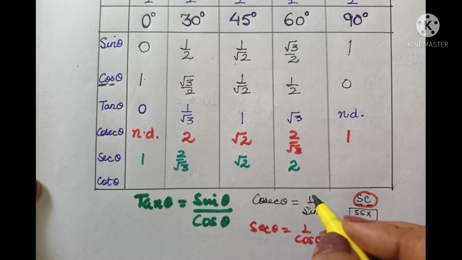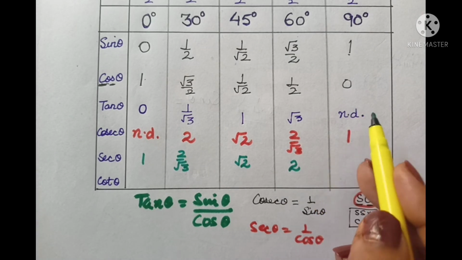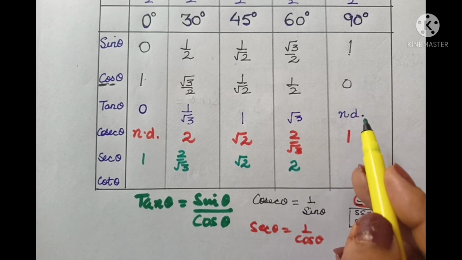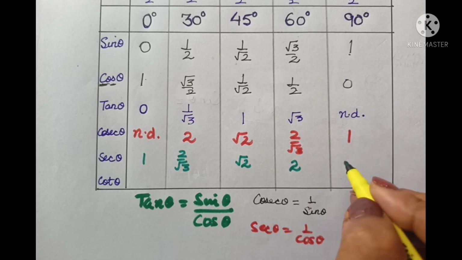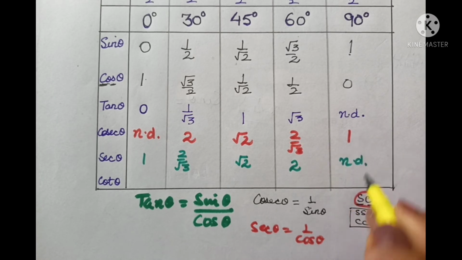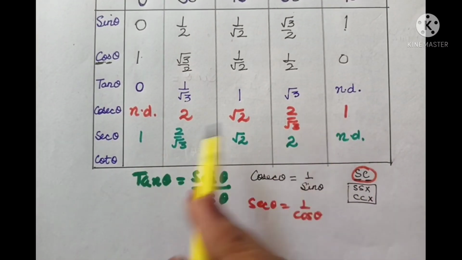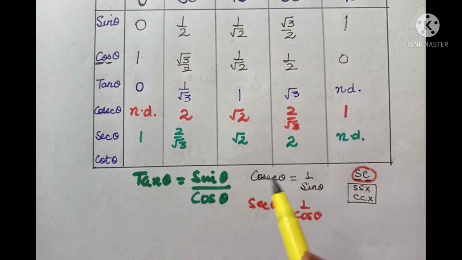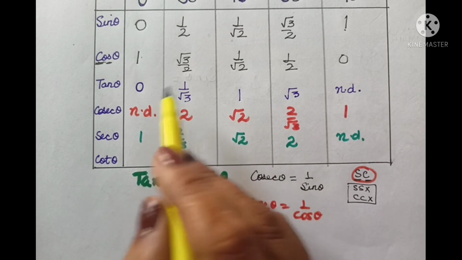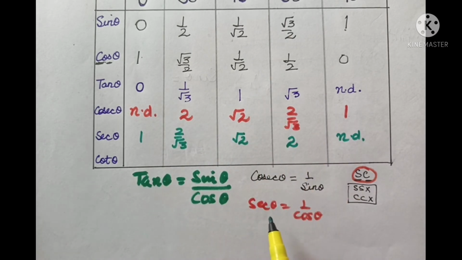And 0 reciprocal is, now 0 can be written as 0 by 1. So reciprocal of 0 by 1 is 1 by 0, which gives me not defined. Alright. Or you may also start writing this in reverse order of cosec, but actually in the exam you don't have to write all the 6 values in the table. I will tell you why.